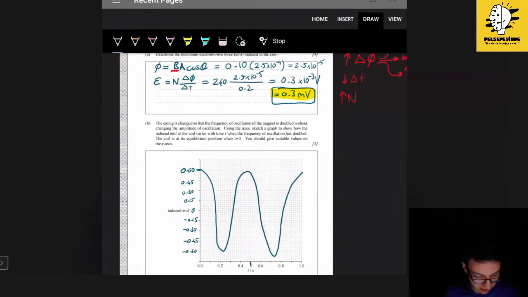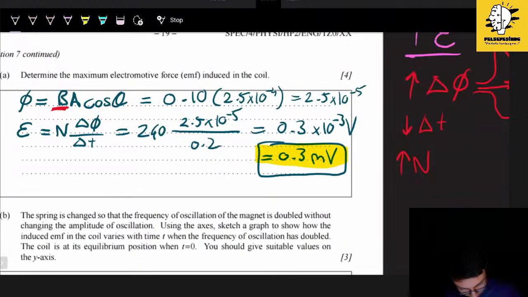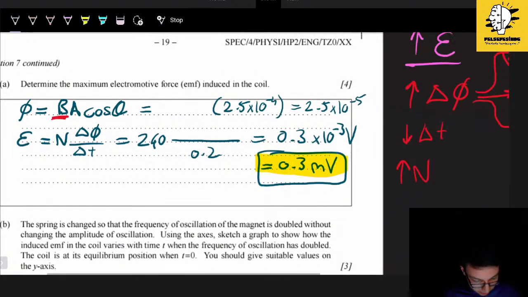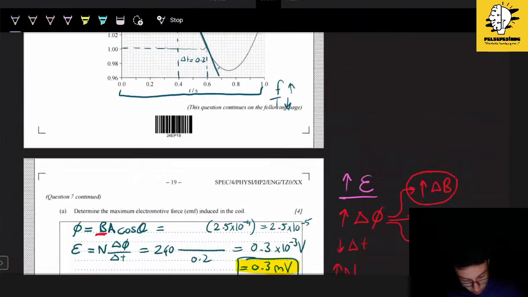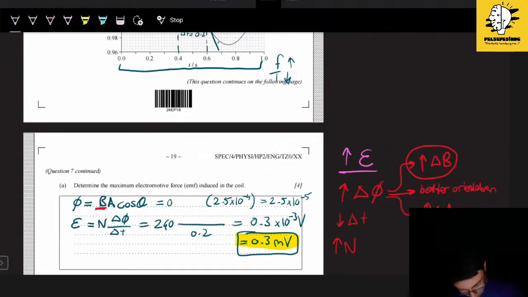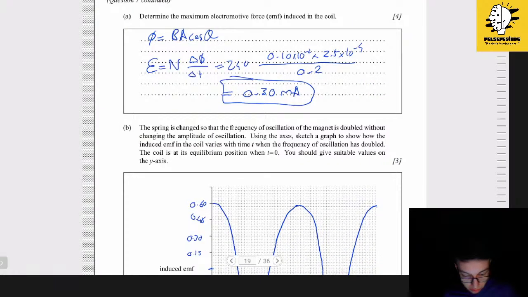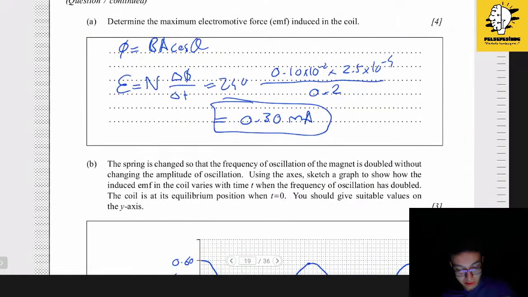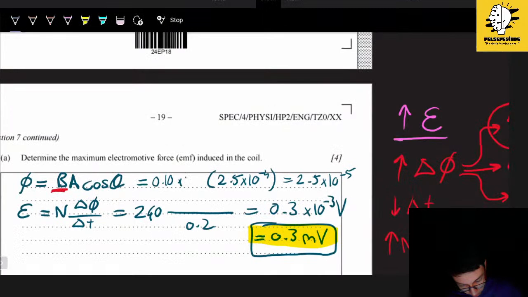Okay, are you ready? Yes, we are ready. Check the graph. This is 10 to minus 2 Tesla. So, while making the calculation, you should make sure that it is 0.10 times 10 to minus 2 times 2.5 times 10 to minus 4. Okay? Times 10 to minus 2.